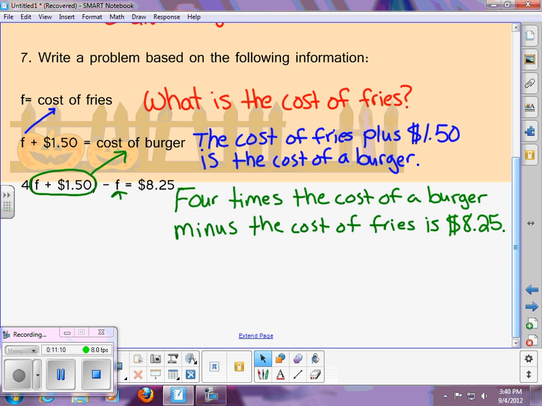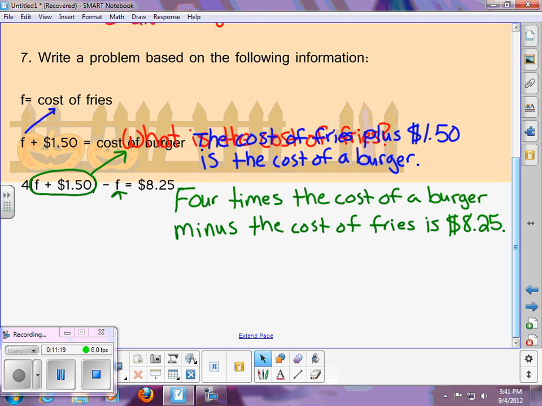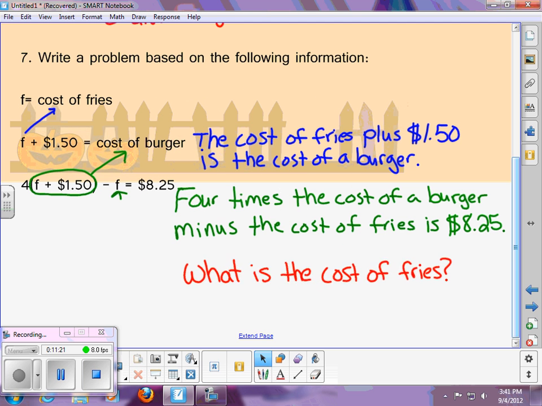The only thing I need to do is to put this all in the right order. Typically, in a word problem, the question is not asked first. The question is asked last. So this problem would be the cost of fries plus $1.50 is the cost of a burger. 4 times the cost of a burger minus the cost of fries is $8.25. What is the cost of fries?